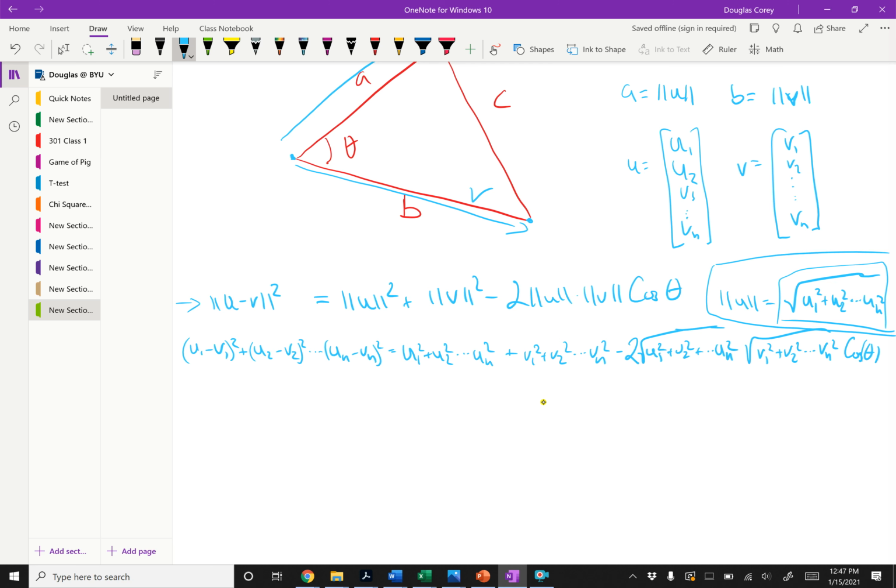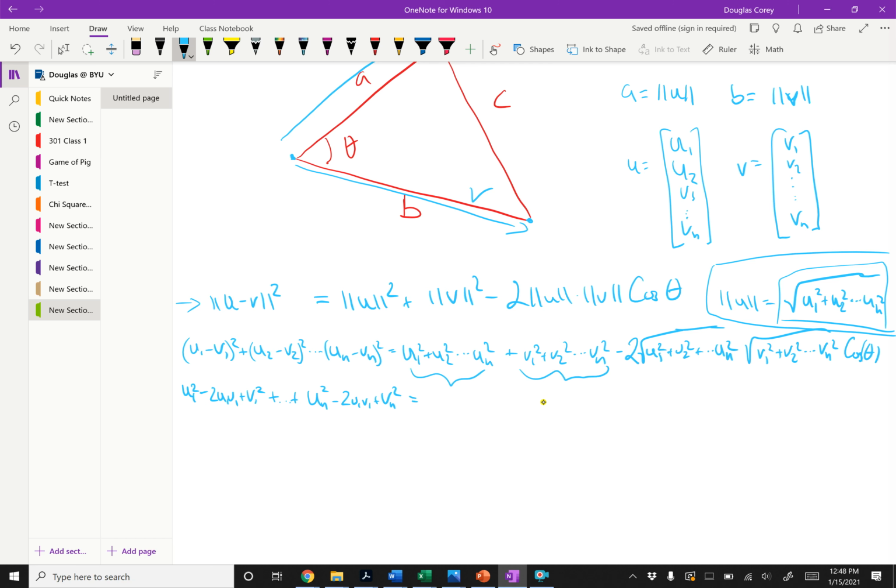So for each of these, we're going to get a u1 squared minus 2u1v1 plus v1 squared. Plus, I'm not going to do that one, we'll just do the dot dot dot. We'll jump to the nth one: un squared minus 2u1 v1 plus vn squared equals, and notice I'm going to save myself some time because that's just going to come down.